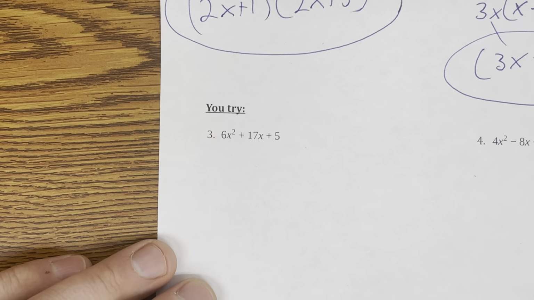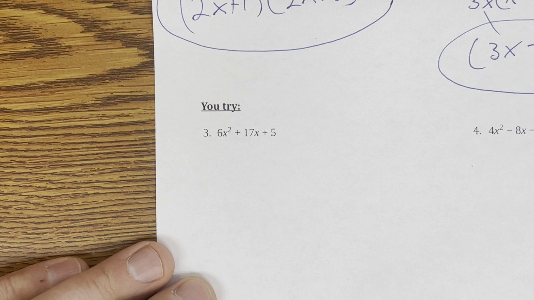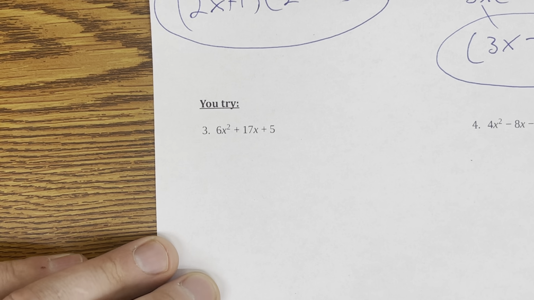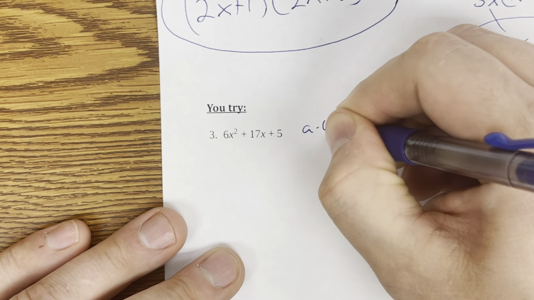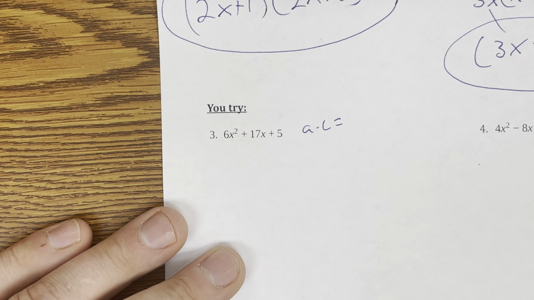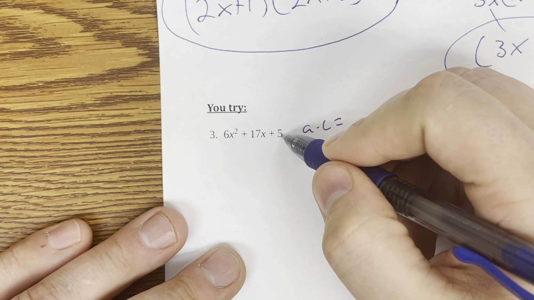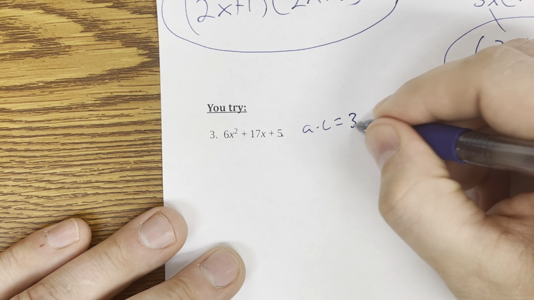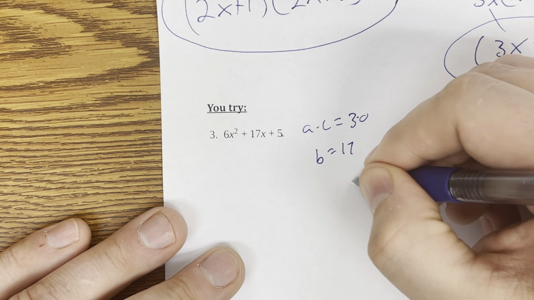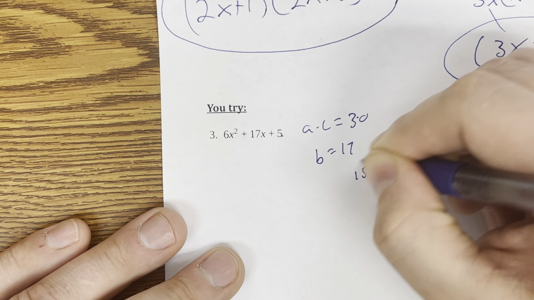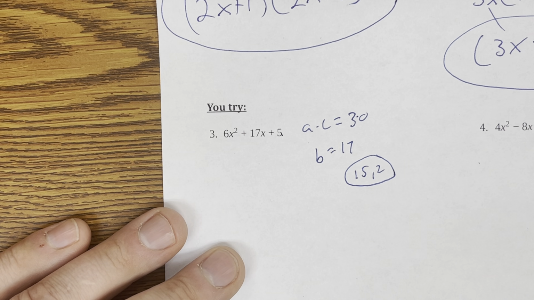All right, there's 2 left. Hit pause, give them a try. Then come back and check your work. All right, hopefully you had some success. A times C. I'm not writing A, B, and C this time. A is 6, C is 5, A times C is 30. B is equal to 17. So we need factors of 30 that add up to 17. That's 15 and 2. Okay, 15 plus 2 is 17.